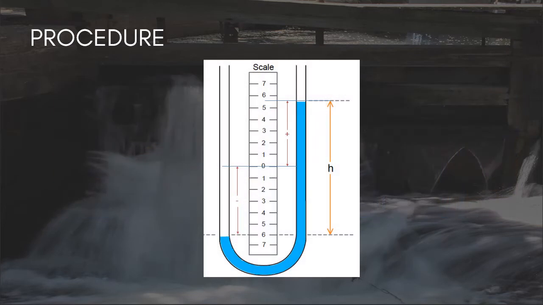Present on your screen is the U-tube manometer. The values above the zero mark are positive, and the values below the zero mark are negative. The difference between these two readings is called the differential head. And this differential head will be used in calculating the theoretical flow rate.